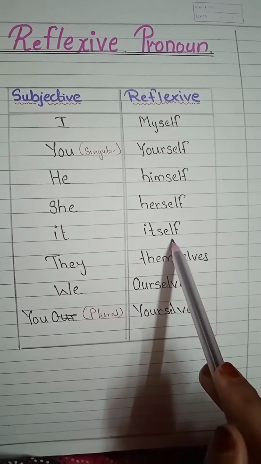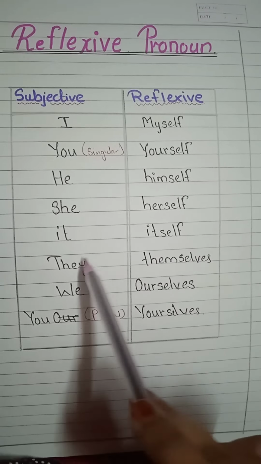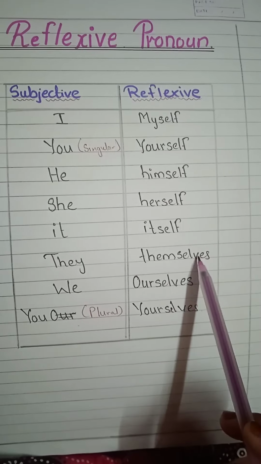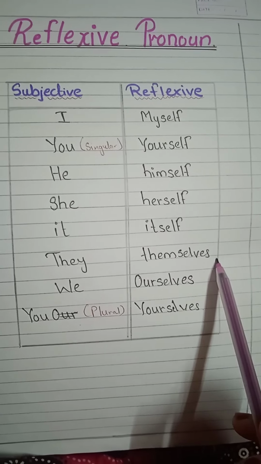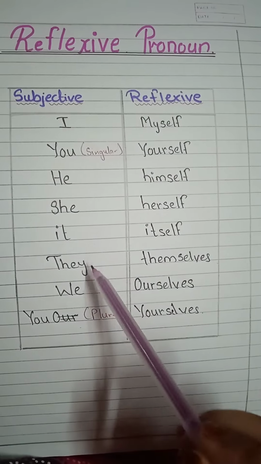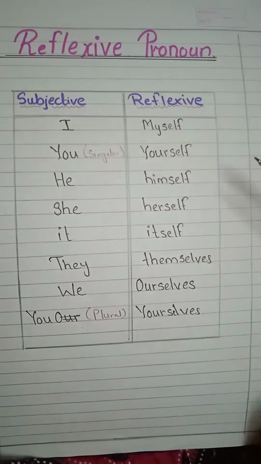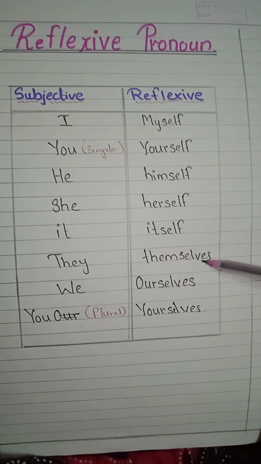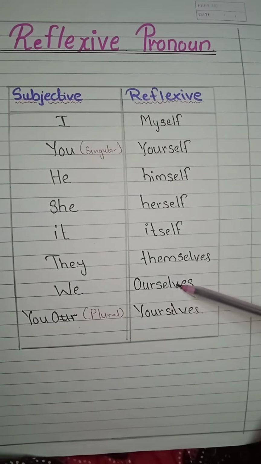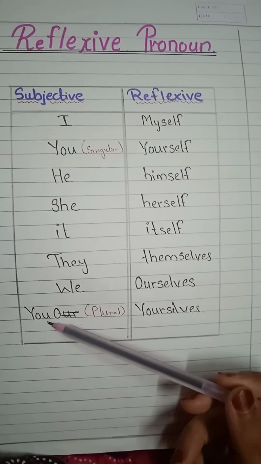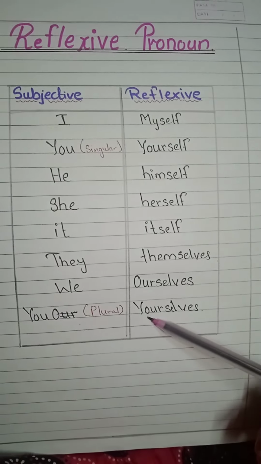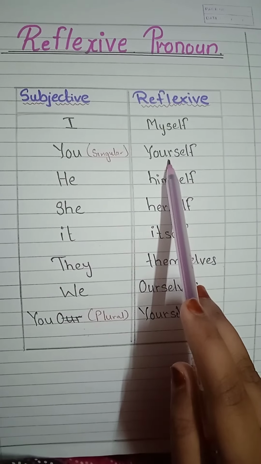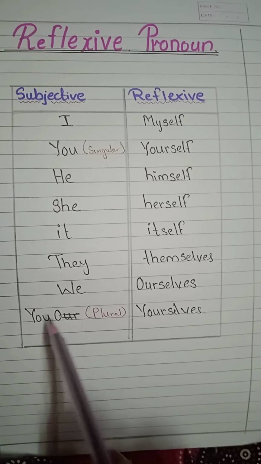Now here you can see F is not coming, VES is coming. When the pronouns are in plural form, we add VES at the end of them. These are the singular pronouns and these are the plural ones. Here you can see the difference: self and selves. We will become ourselves. If you is in singular form, we will use yourself, and if you is in plural form, we will use yourselves.